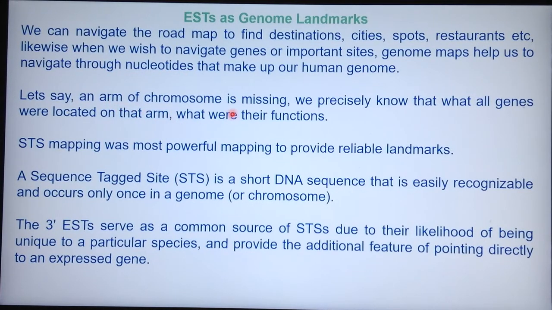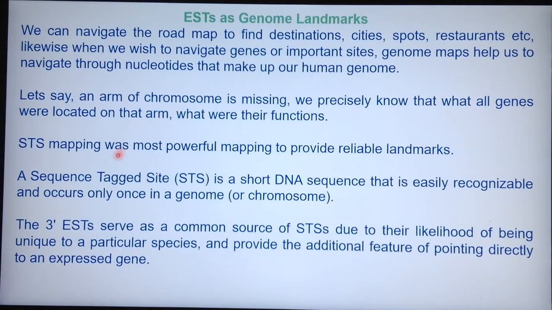Now for example, if the arm of a chromosome is missing, then after the mapping is over we precisely know what genes were located on that arm and what their functions were. So what will be the outcome when the chromosomal arm is missing, or what will be the outcome if this particular gene on this particular chromosome is defective or mutated, or if the parents have a probability of having this defect and of passing it to their children. So once we have the genome map, once we have the markers assigned, we can easily navigate through the genome and we can easily identify the function of the marker or the gene.